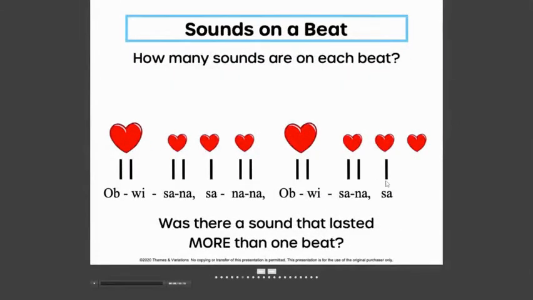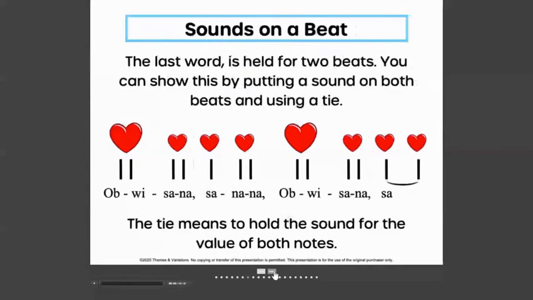Now let's talk about that last part right here, okay? That sound was more than 1 beat, right? That last sound, Obwisana sa. You feel it takes up both hearts. It takes up both heartbeats. So what are we going to put there? Well, we are going to add a tie because we have a sound that takes up 2 heartbeats, okay? So will you please add another line on the 4th box, add a ta in box number 4.